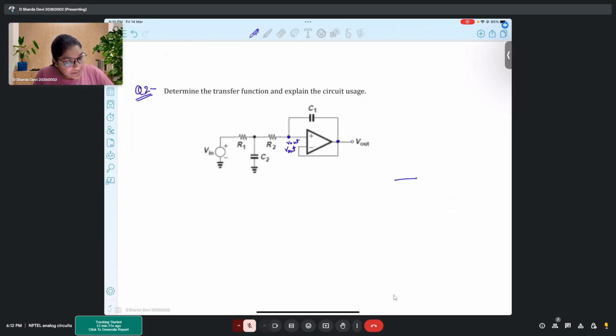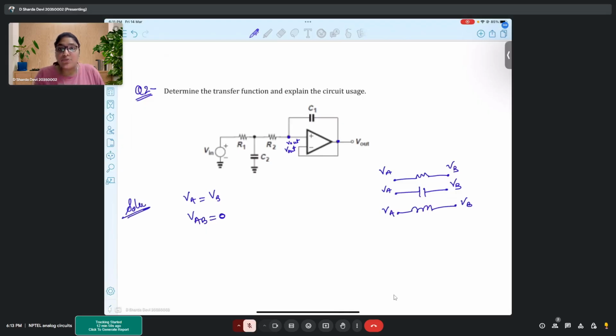So if two terminals across any particular component, be it resistor, capacitor, inductor, or any other component, say VA is equal to VB, then the potential difference, that is VAB, is 0. Now if the potential difference is 0, we know that there is no current flow in that particular path, right? Because of this, we will not have any current across C1. I hope you understood.